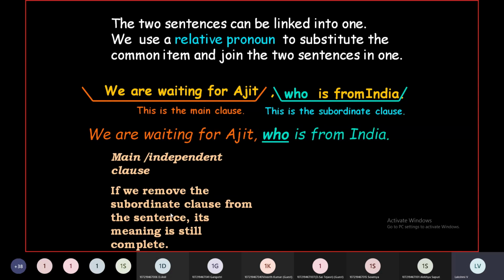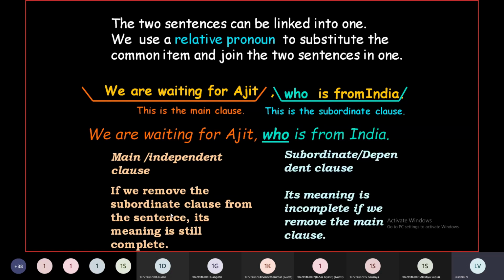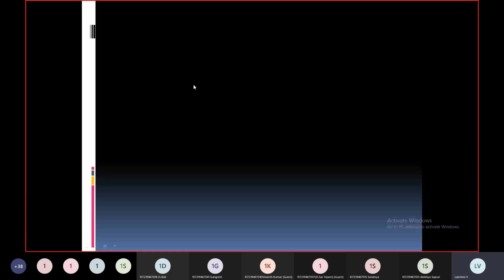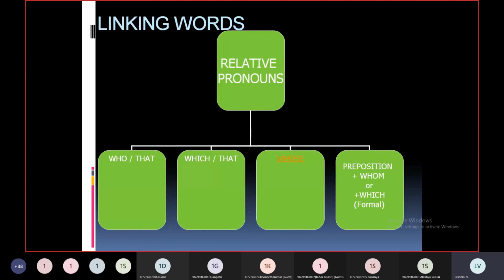If we remove the subordinate clause from the sentence, its meaning is still complete. But if we remove the main clause from the subordinate or dependent clause, there is no meaning for the subordinate clause. These linking words we use as relative pronouns. If it is for people, then we use who. If it is for things, then we use which. If it is for possession, we use whose.